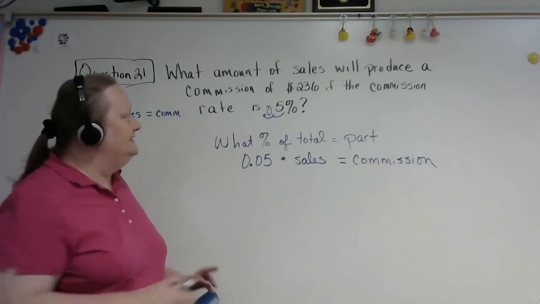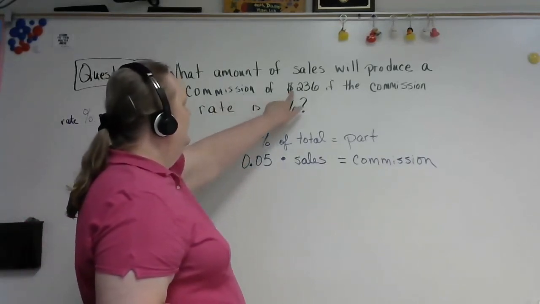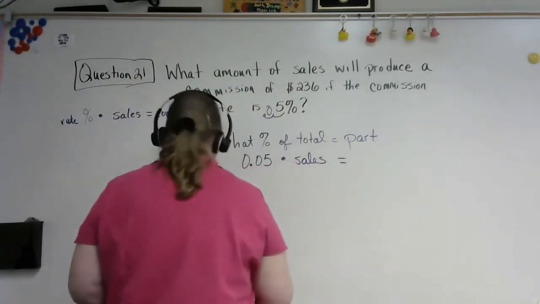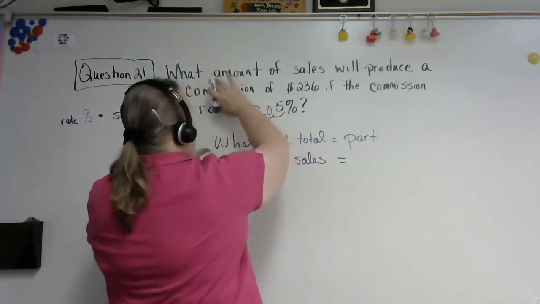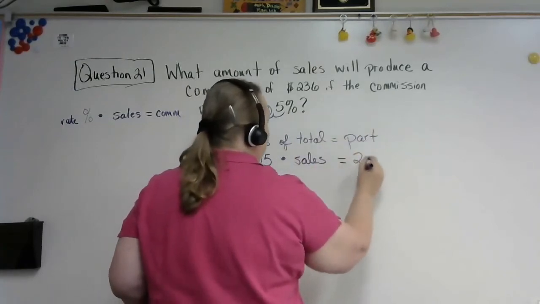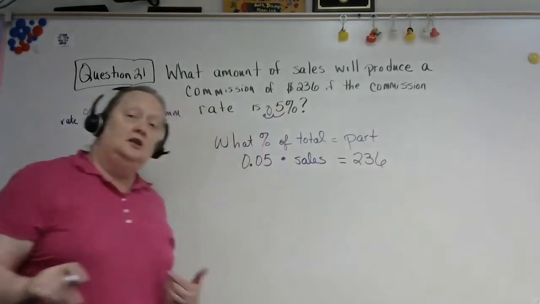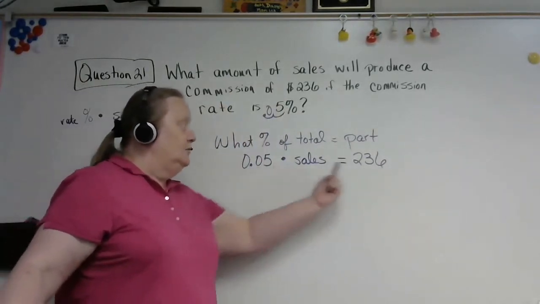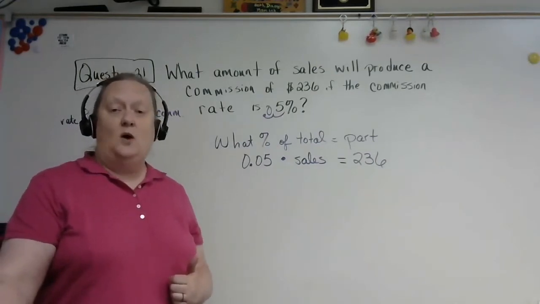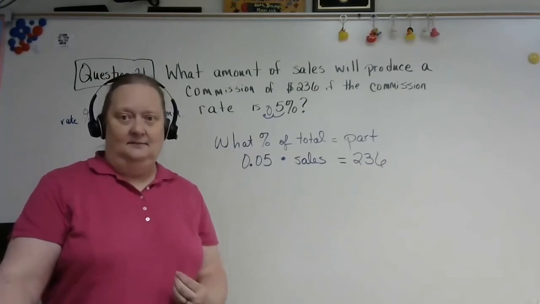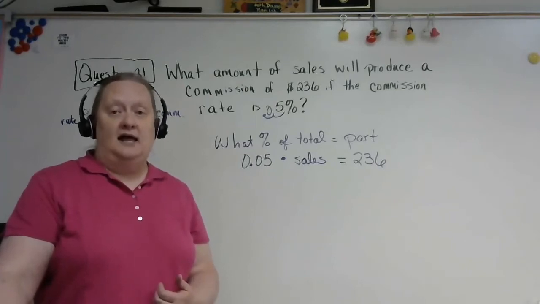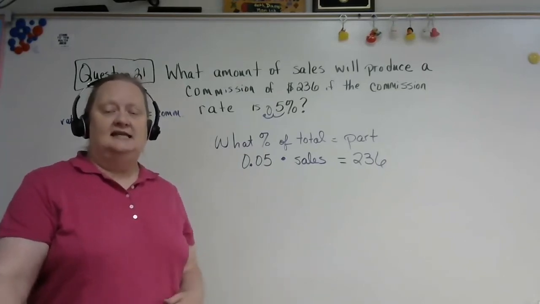And what we have is that it will produce a commission of 236. Now remember, I said of always goes on the bottom, but this is a commission of, and the amount of the total is the sales. So the sales is here, the commission is that 236. When we look at this, notice that these numbers are on opposite sides of the equation. Because they're on opposite sides of the equation, we will divide. In the previous problems, you multiplied. Because these are on opposite sides, we'll divide.